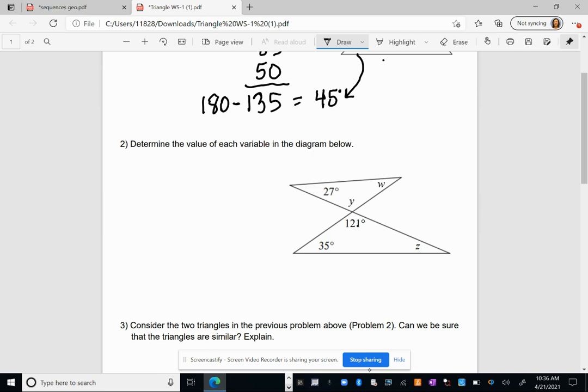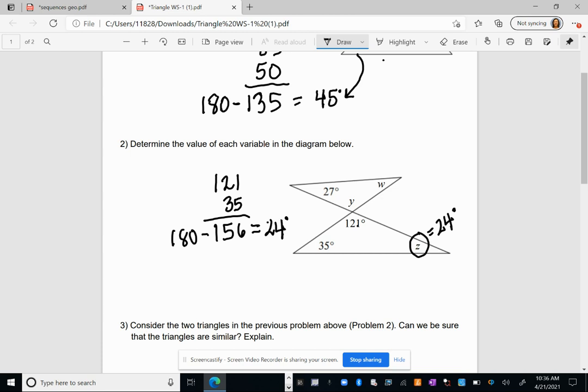We've got 121 and 35, which is 156. And then I've got to do 180, take away that, so 66, 76. I've got 24 degrees left over. So this guy right here is 24 degrees.